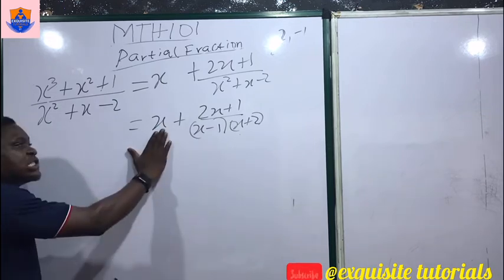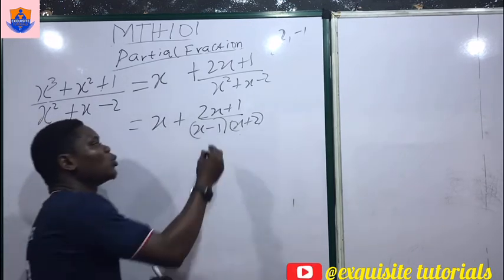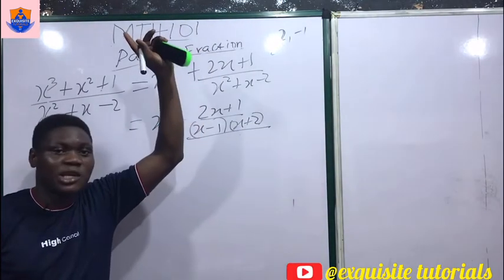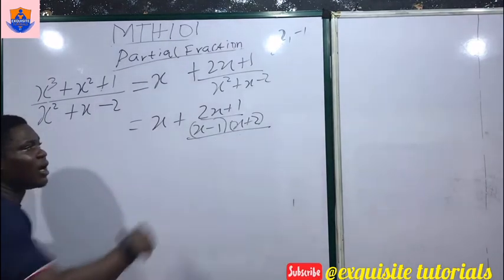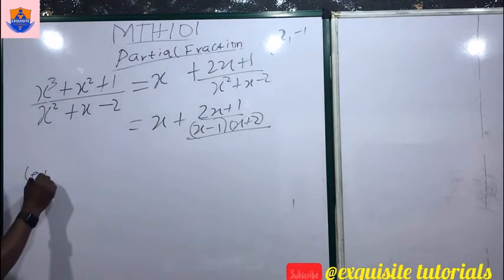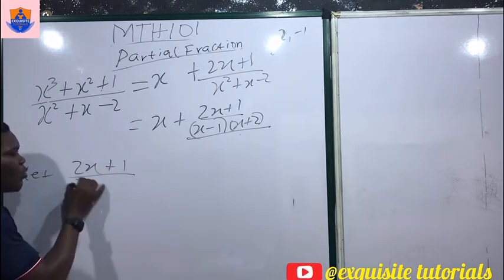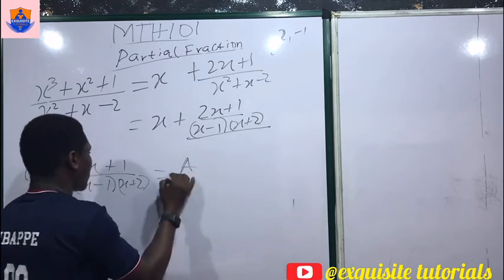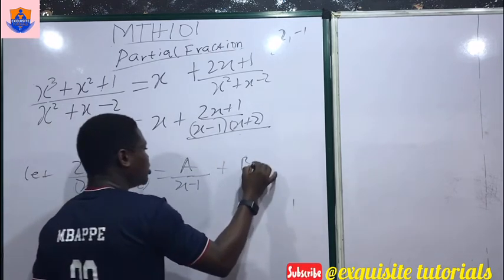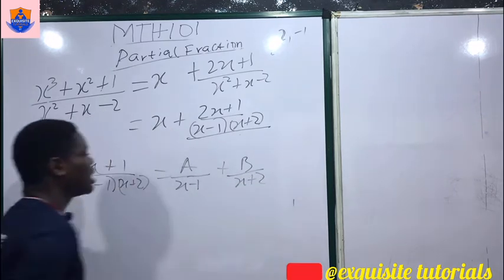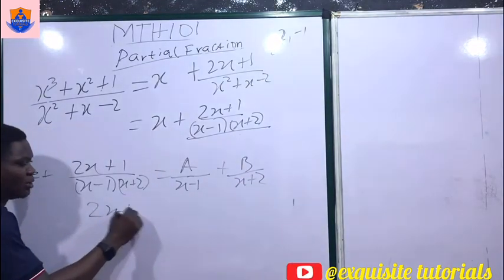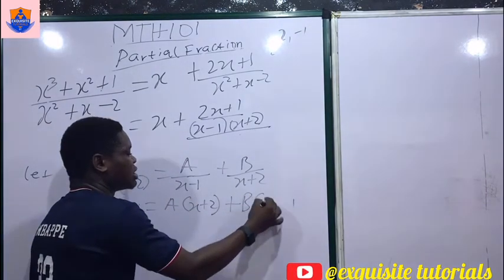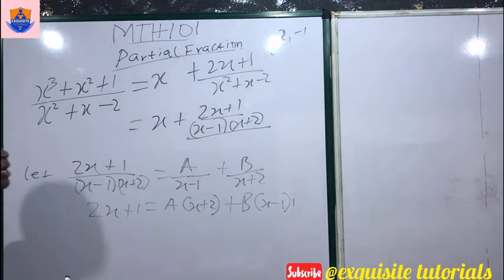Now, this part is simple already. It is this part that we will now convert to a partial fraction, because this part is like the first case we did. So it is this part that we will convert to partial fraction. So we say let this part, only this part, over x minus 1, x plus 2, equals a over x minus 1 plus b over x plus 2. As usual, you are going to have 2x plus 1, then a open bracket x plus 2 plus b open bracket x minus 1.